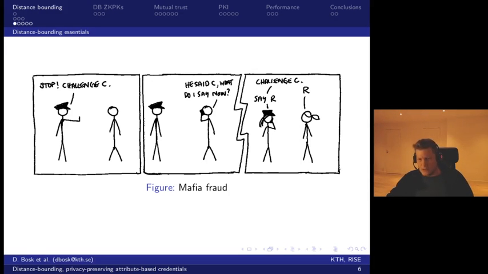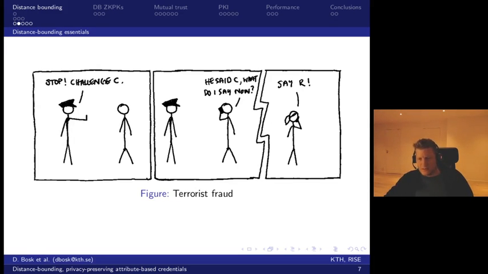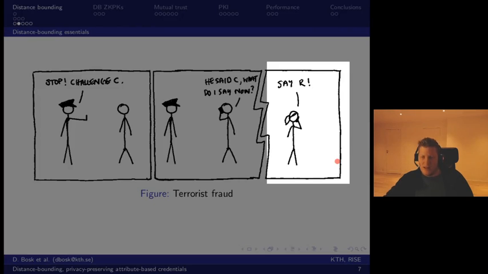However, distance bounding goes a bit further. There is another type of fraud which must also be dealt with, which is terrorist fraud. And in this case, the difference is that we don't have a colluding party talking to an honest party.